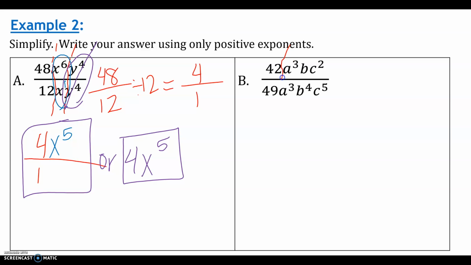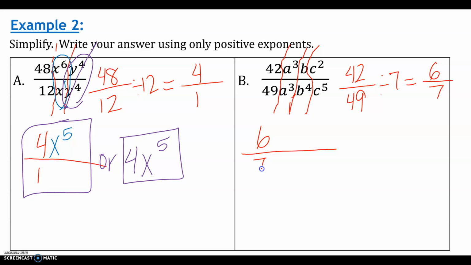Last one, separate the problem. All right, so we have 42 over 49. Let's think of a number. I do believe it's 7, and that would give you 6/7. So write this down here.